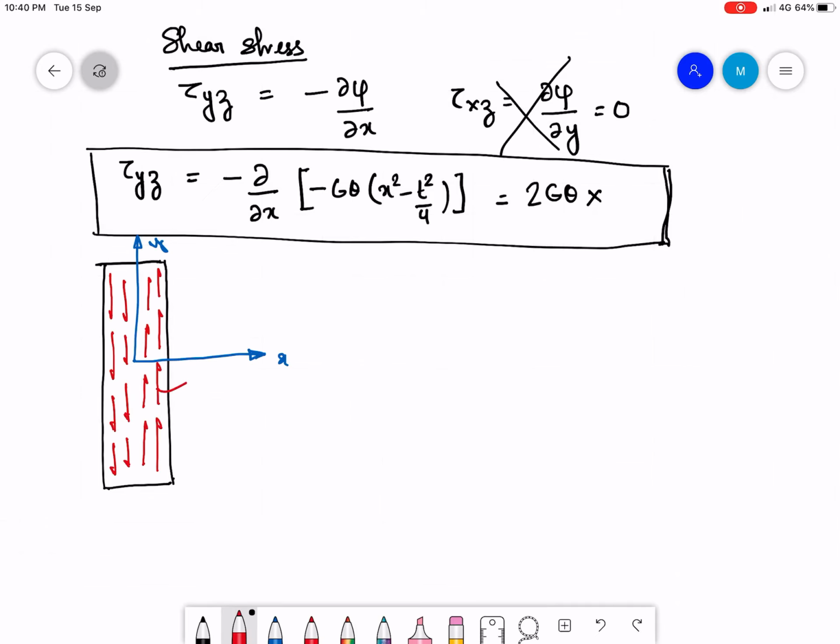Okay. So, this is tau y z. This is how it is distributed. Now, let us try to find out the maximum value of the shear stress, right. So, this is the shear stress distribution that we get. So, this is going to be the shear stress distribution when a shaft with a narrow rectangular cross section experiences torque. Now, let us try to find out the maximum value of shear stress.